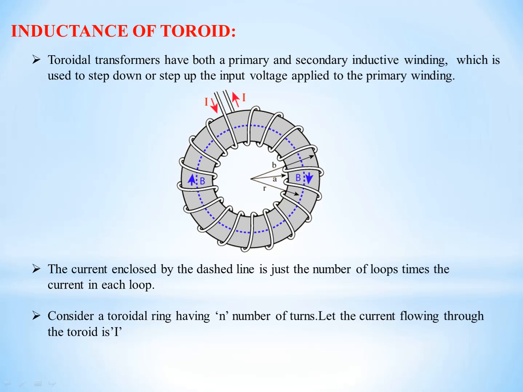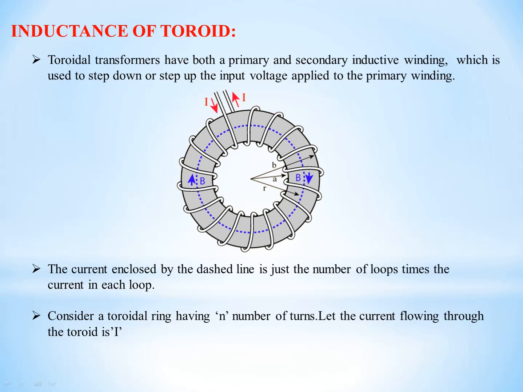Next is the inductance of a toroid. It is actually a coil of insulated wire wound on a donut shape. Just imagine. A toroidal transformer has both primary and secondary inductive windings, which are used to step up or step down the input voltage applied to the primary winding. The dotted lines represent the current. The dashed lines show the number of loops times the current in each loop.